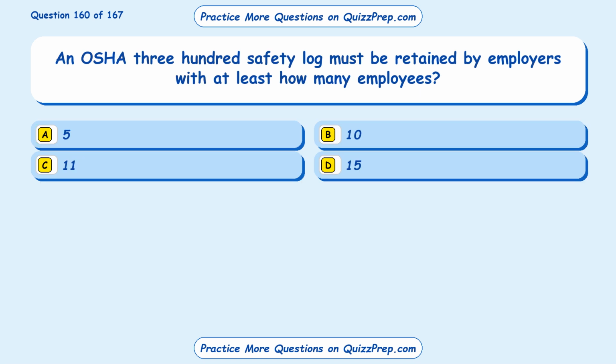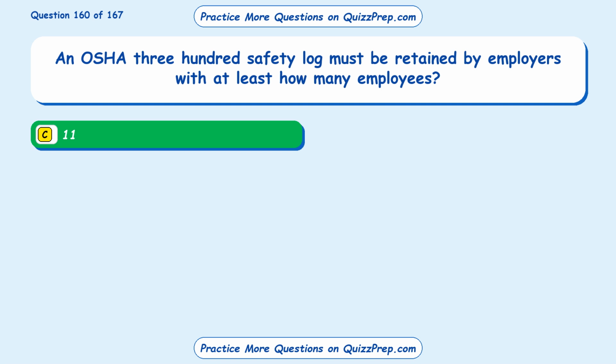Question 160. An OSHA 300 safety log must be retained by employers with at least how many employees? Option A, 5. Option B, 10. Option C, 11. Option D, 15. The correct answer is option C, 11. 11 employees.